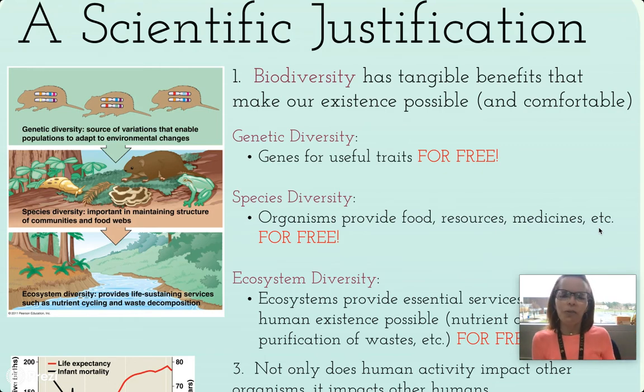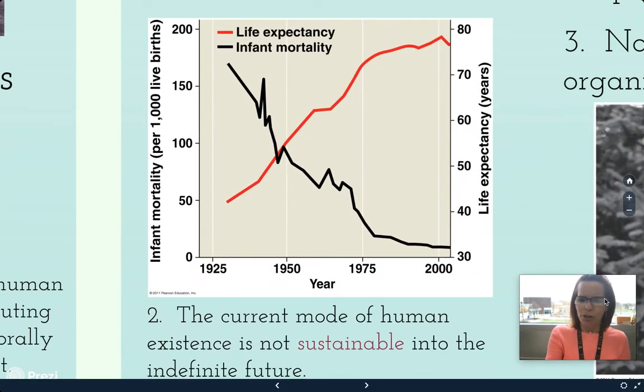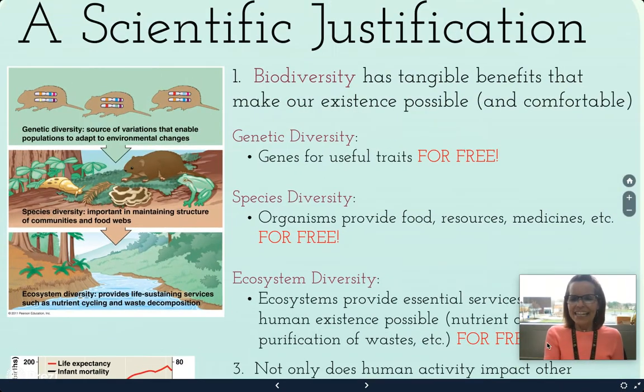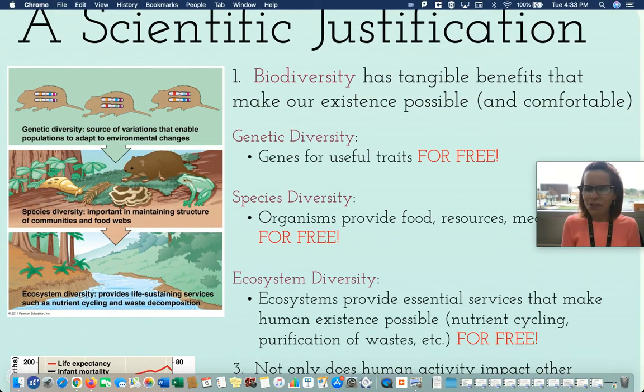Okay, and then we also want ecosystem diversity. So we want lots and lots and lots of different types of ecosystems. We don't want just forests or just marine ecosystems. We want all of the ecosystems. Ecosystems provide essential services that make human existence possible, such as nutrient cycling.